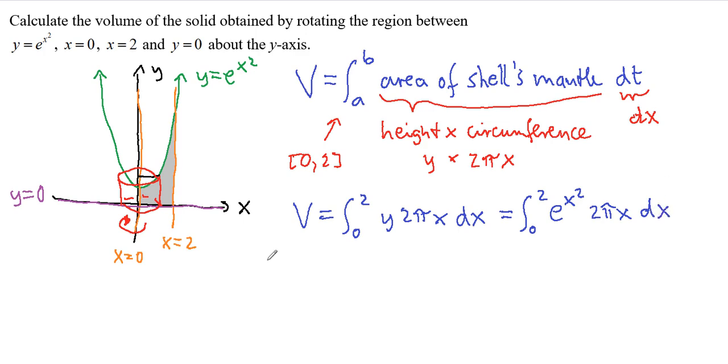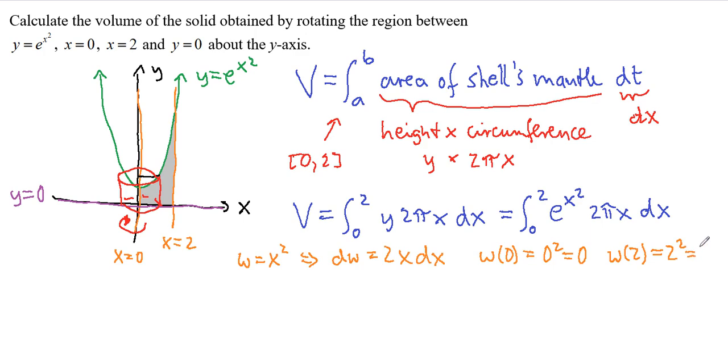Analyzing the integrand, we observe that we need the substitution technique, and we let w be equal to x squared. Then dw is equal to 2x dx. And w at 0 would then be equal to 0 squared, which is still 0. And w at 2 is equal to 2 squared, which is 4. So our volume becomes the integral from 0 to 4 of pi times e to the w dw.